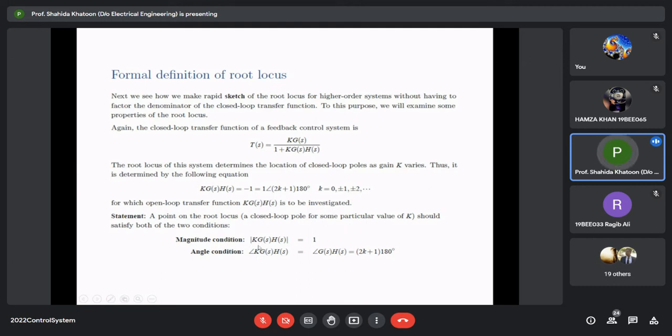Magnitude condition, that is magnitude of KG(s)H(s) equal to 1. Angle condition, angle of KG(s)H(s), equal to angle of G(s)H(s), equal to (2k plus 1) into 180 degrees. Okay, so please write down these two equations. If T(s) is given by this, KG(s) will be given by this, and this is the magnitude criteria, this is the angle criteria for the root locus system.